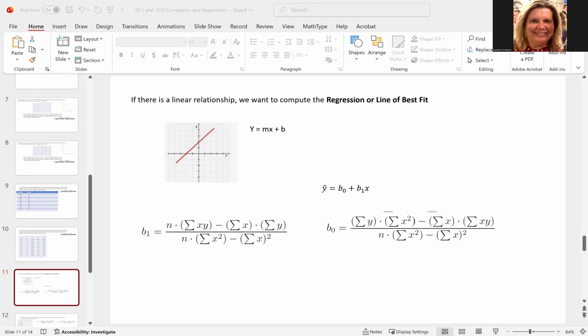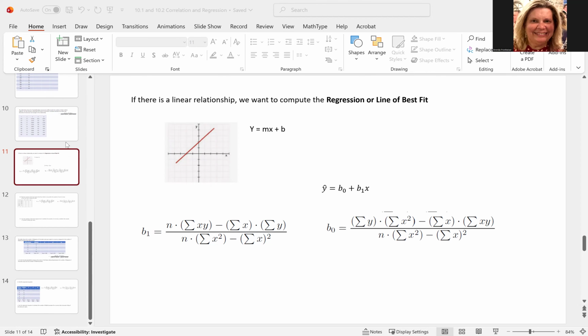So we've already talked about how to decide if a set of data points has a strong positive or negative correlation. If they do, that means the points generally fall in a straight line. Now, if the points fall in a straight line, there must be an equation that comes out of it. So we want to find what's called the regression line, sometimes known as the line of best fit.